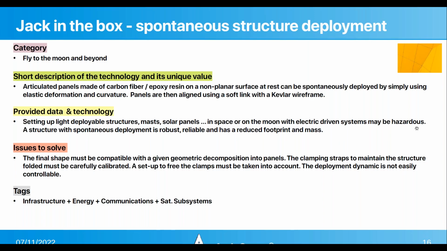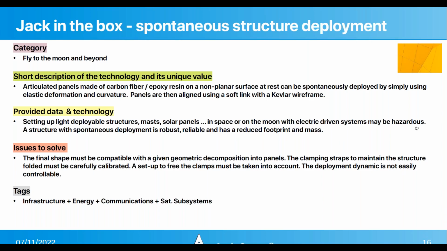This is really compact, that's a good point, and it is really robust as well. Plus, it's a passive system, so you know that if you cut the strap, it will deploy. One problem with this is that the deployment kinematics is very hard to control, so it just deploys. That's all. Physically, the panels want to get flat, so they want to lose their curvature energy. So that's pretty much it.